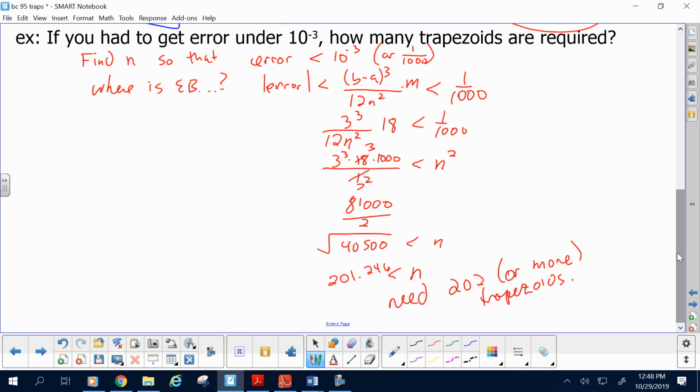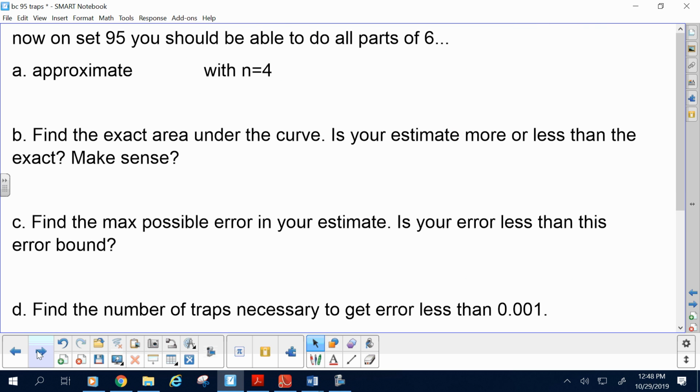Done? Okay. Now, thankfully, they don't ask us to actually do that estimate, because that would really stink. That would be worth actually writing a program for and calculating. That's for another day. Now on set 95, we should be able to do all parts of 6. You might have done some of set 95, number 6, but got stuck on the last question or two because it was error bound. If that's the case, then you can just pick up where you left off.